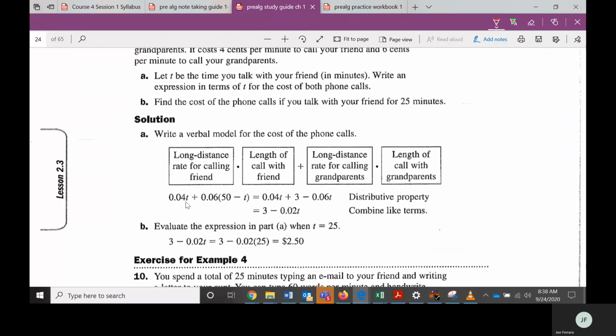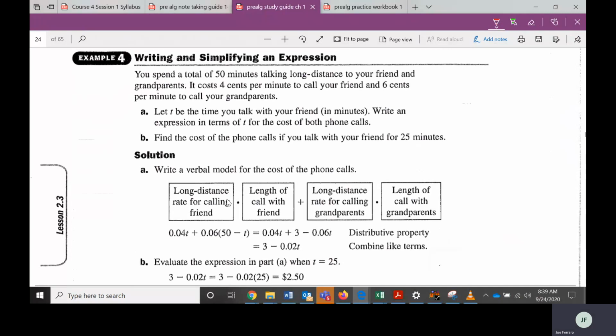Okay. Now, how much it's going to cost to call your grandparents is a little more tricky. It says it's 6 cents per minute. So that's where they get this 0.06. The time, we can't just use T because T was the time you were calling your friends. And we can't use another variable because then we won't be able to solve for it. But if we know we talk 50 minutes total, let's say we talk to our friends for 20 minutes. That means we talked to our grandparents for 30.